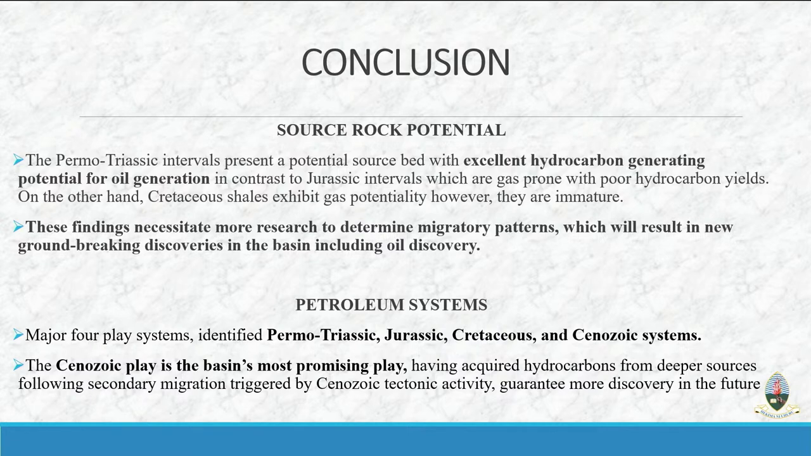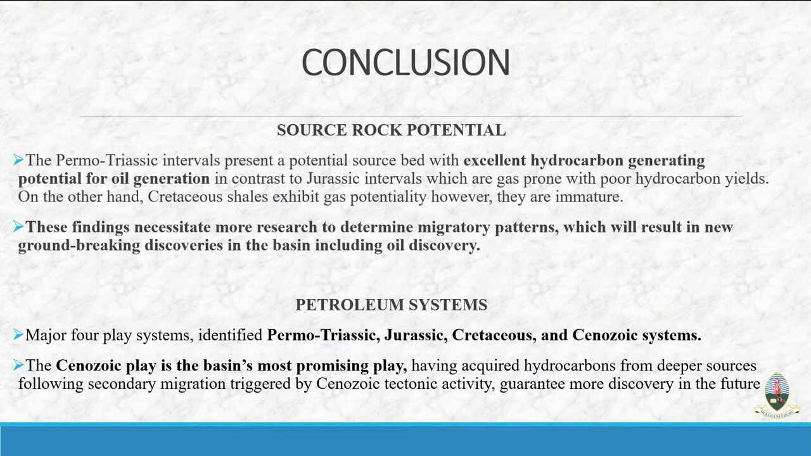So based on the conclusion of hydrocarbon generation potential, the Ruvuma Basin shows to have higher potentiality of oil generation and not gas as what we are finding. Because if you look at the Jurassic, it has gas potential, but it's less as compared to the Permo-Triassic. So this tells us that we need more research in finding the location where this oil could have accumulated, such as following migration pathways from the source rock towards the reservoirs, so as to be able to pinpoint where these accumulations might have been left out.